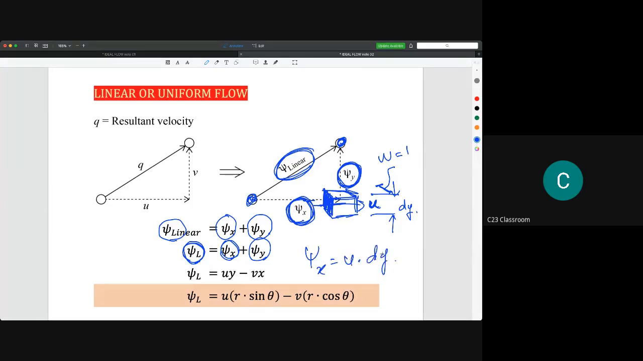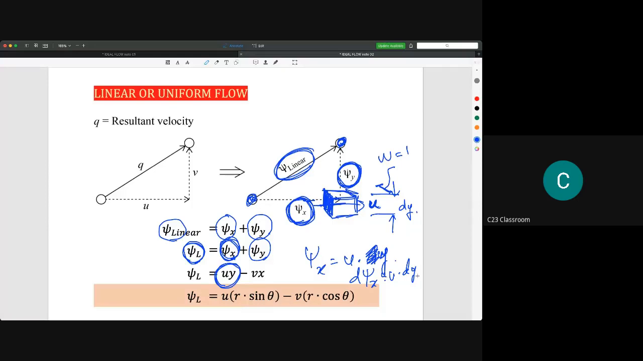Let's just simplify the mathematical expression, so we do not use dy. Let's say we have y. So psi x here is equal to u times y. If you want to use dy, you must use d psi x equal to u dy.